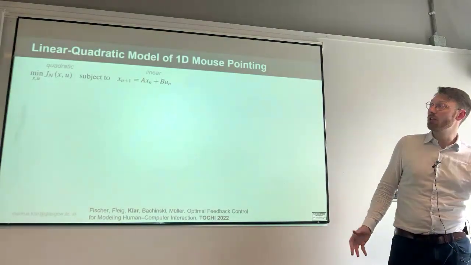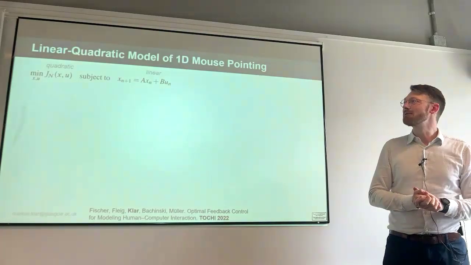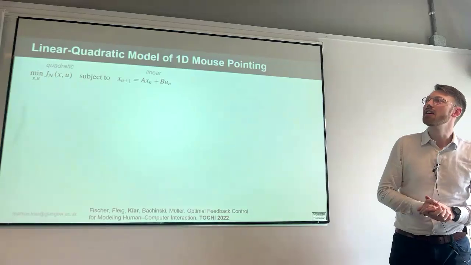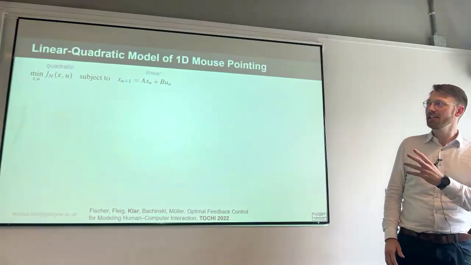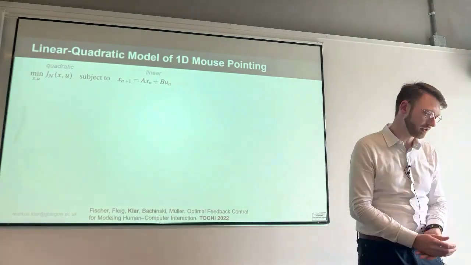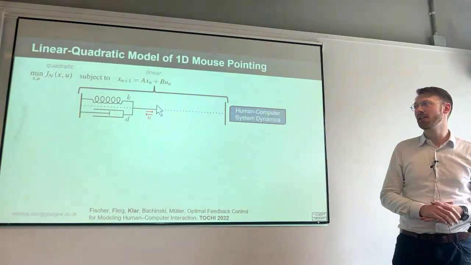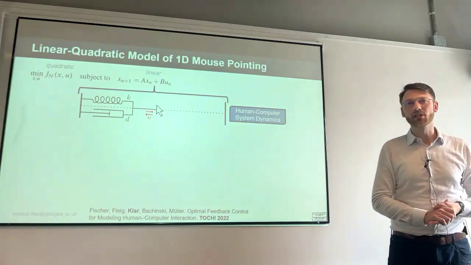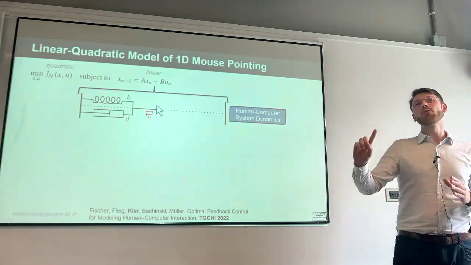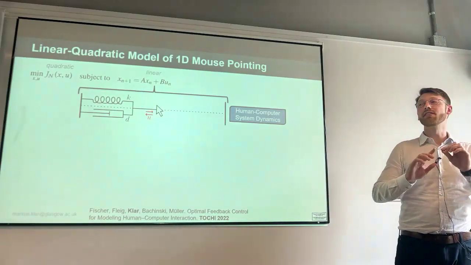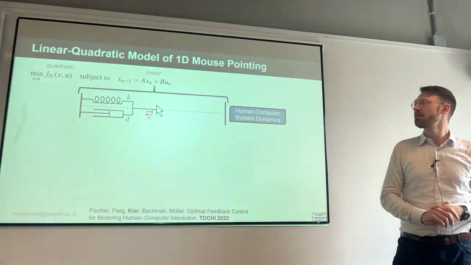For this, we will look at a model of 1D mouse pointing, so basically the simplest model that you can think about. And we can design our human-computer system dynamics as being linear, and the cost function as being quadratic. The system in this case can be as simple as this second-order lag, or a spring-damper system where you can apply force directly to this mouse pointer that is attached to a spring that pulls it back.